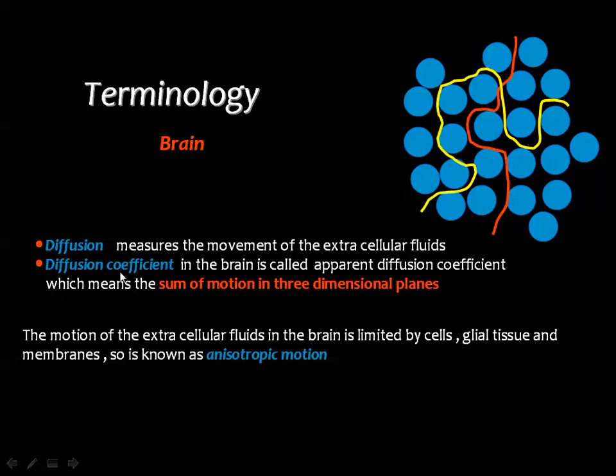What is the diffusion coefficient? It is the determination of the rate of diffusion of these fluids, and because we cannot calculate the diffusion in a random way, the diffusion coefficient, whenever we are dealing with the brain tissue, will be known as the apparent diffusion coefficient, which is equal to the sum of motion in the three-dimensional planes.